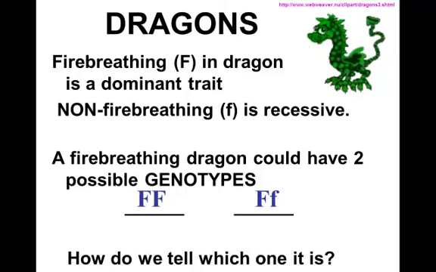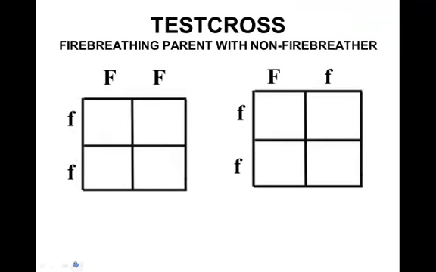So how would I tell which genotype my dragon is? I would have to do a test cross. So I do a test cross with my fire-breathing parent, whose genes I don't really know, with a homozygous recessive. Remember, non-fire breathing is going to be the homozygous recessive genotype, which makes it so you can't breathe fire. If I fill in my combinations now, I'm going to get all fire-breathing dragons if my parent is homozygous dominant, Big F.